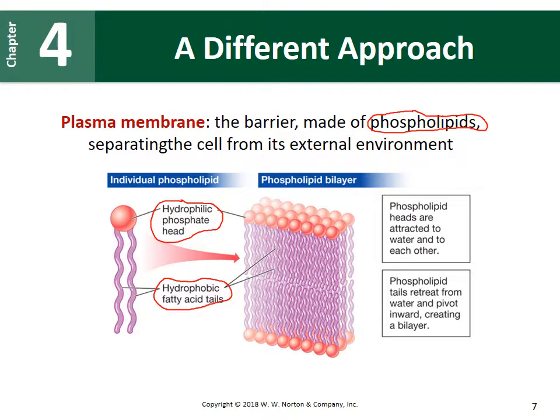So if you take a bunch of phospholipids and throw them into water, they will orient themselves into a double layer, or it's called a bilayer. So we'll have phosphate heads facing out on either end of the membrane layer, and those fatty acid tails will face in because they're hydrophobic. They're trying to avoid being by water.